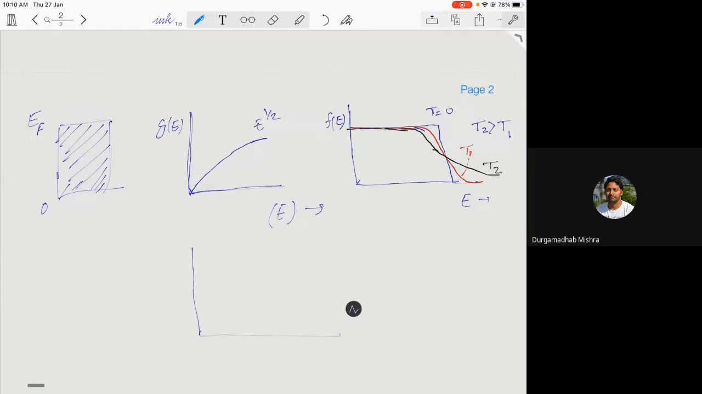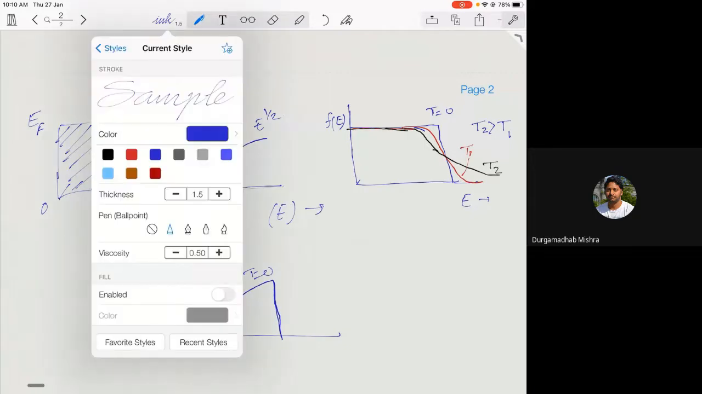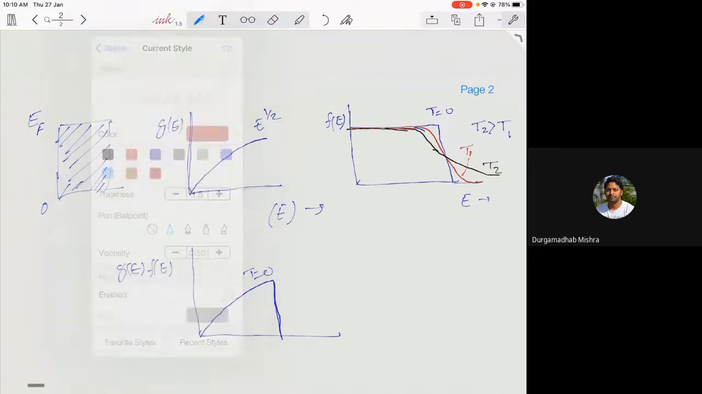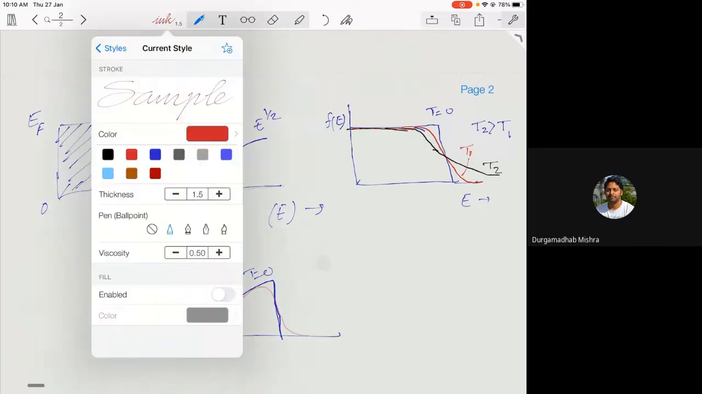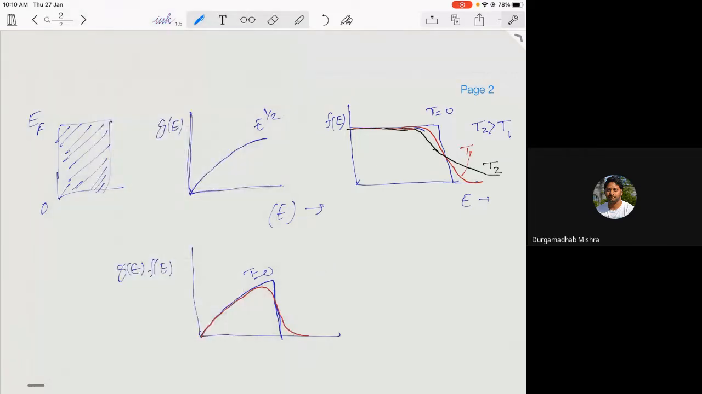So this is g(E), f(E). So it will look like this at T equal to 0. But if you go to another temperature, you will have something like this. So we are plotting it as a function of, again, E.